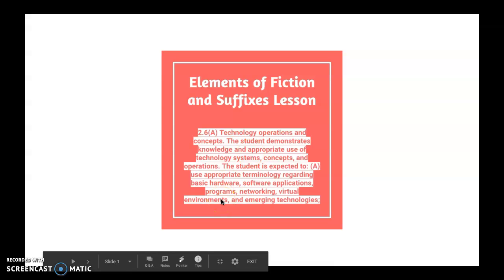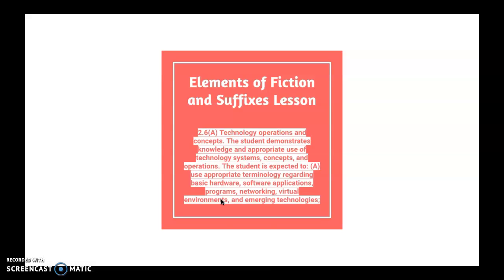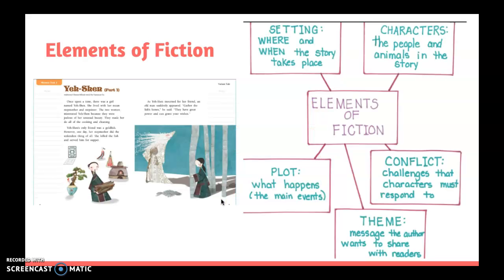Virtually back again. We are going to be focusing on the elements of fiction in a brief suffixes lesson, and this is also following the 2.6a TEKS. So in elements of fiction, last week we had read the Ye Shen from our mentor textbook, and we had kind of dived into talking about the different aspects of this story.